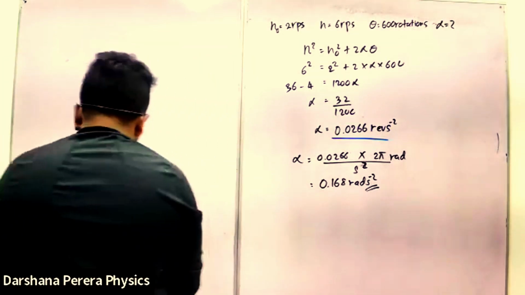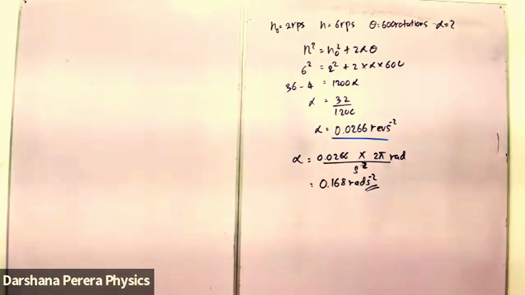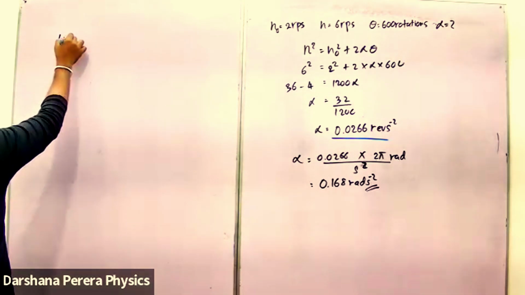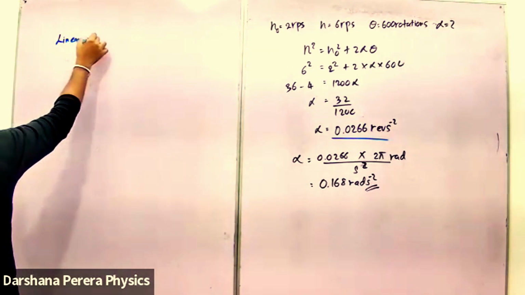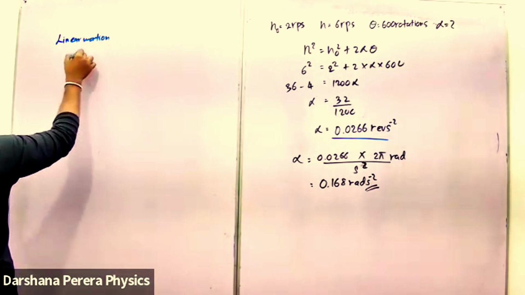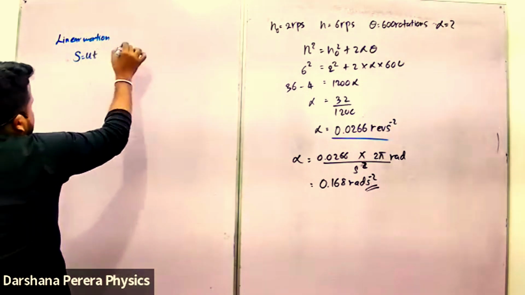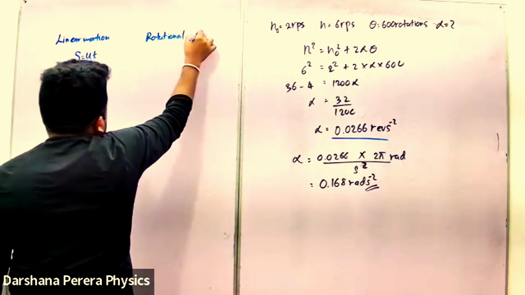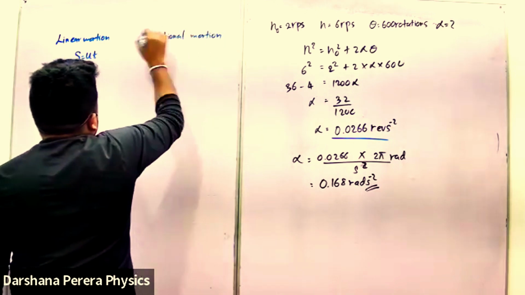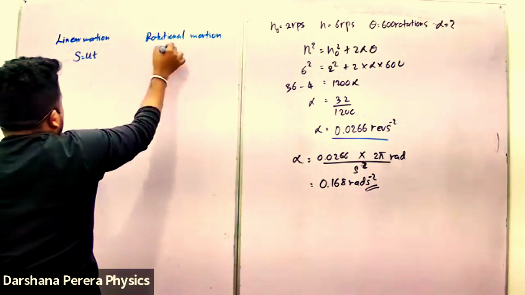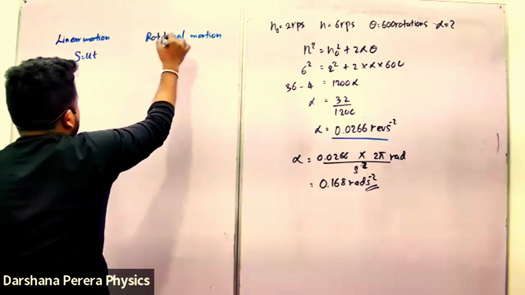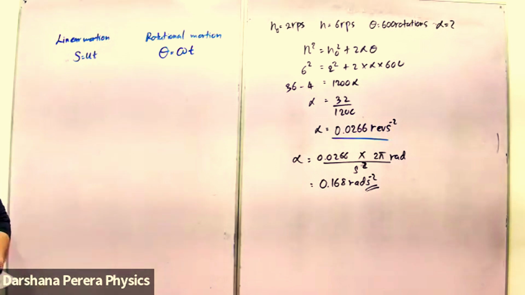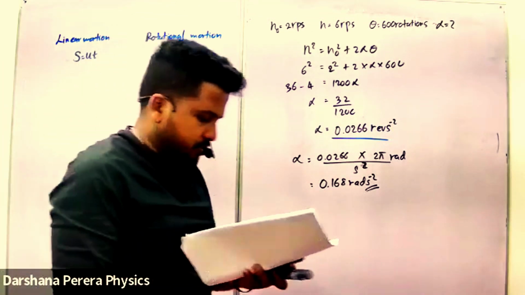Then, when an object moves with uniform velocity in linear motion, what is the equation? We know S equals UT. In rotational motion, S means theta, U means omega. There is the equation theta equals omega t. Write down.